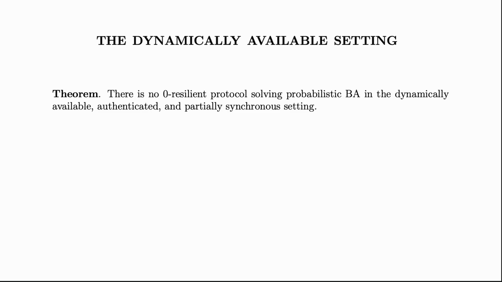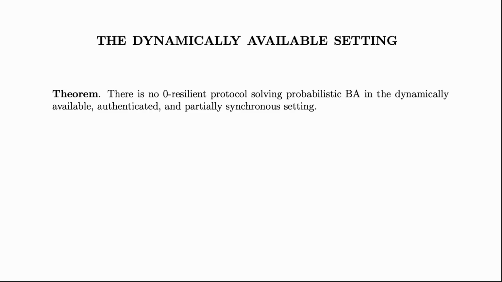Okay, so the fact that the theorem is stated for zero resilient protocols means that the result holds even when the adversary can't hold any resources. We haven't actually formally defined what we mean by probabilistic Byzantine agreement. There's a formal definition in the paper, but basically that just says what you'd expect it to. Okay, it means that for any security parameter epsilon greater than zero, the protocol has to solve BA, Byzantine agreement, with probability greater than one minus epsilon.